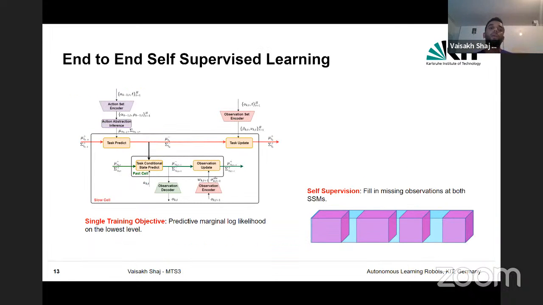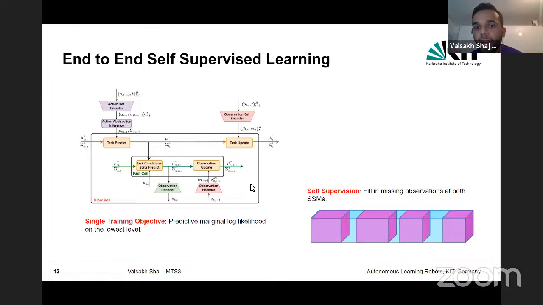Okay, so how does the learning happen? This is the architecture for a 2-level MTS3. You have a fast time scale, and you have one cell, a fast cell, and a slow cell. This is the abstract level hidden state, and this is the fast hidden state dynamics. Learning happens through a single training objective, which is the predictive marginal log likelihood at the lowest level. Then you can train it end to end for all the hierarchies, irrespective of the number of hierarchies.